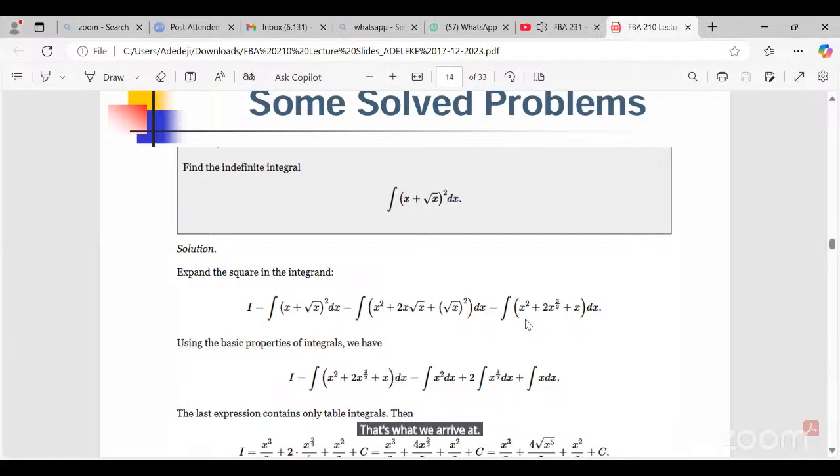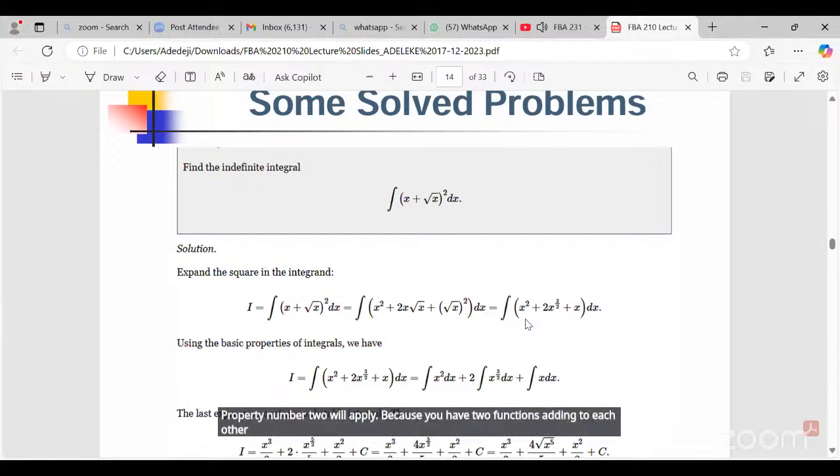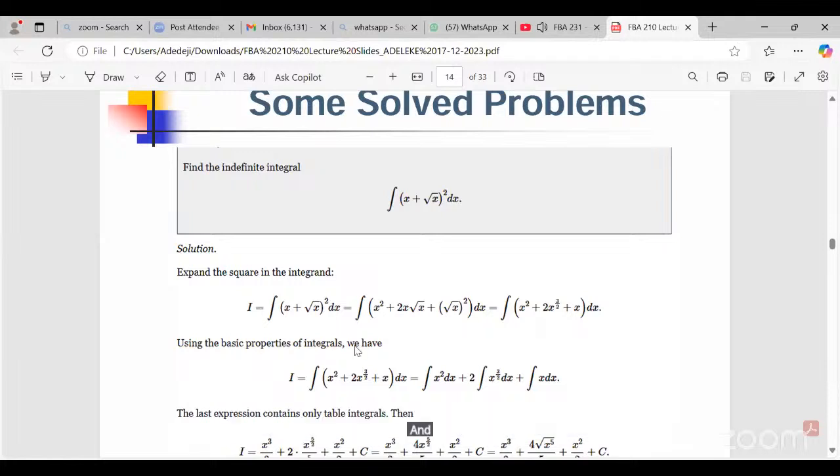So again, property number 2 will apply because you have functions adding to each other. So you are going to integrate each of the functions and then combine the result at the end of the day. And that's what was done as being displayed here. I'm sure you can see it.